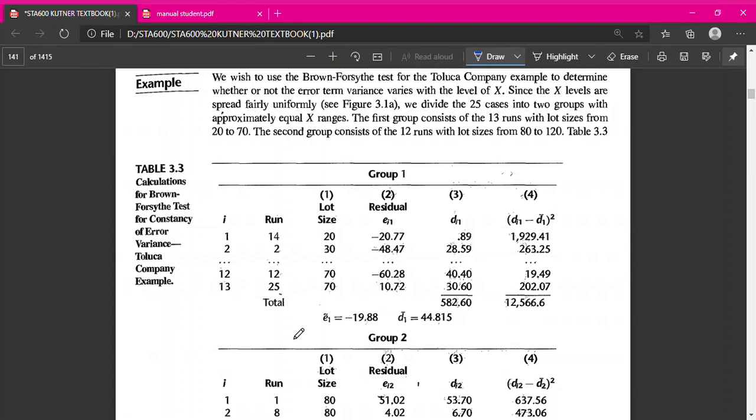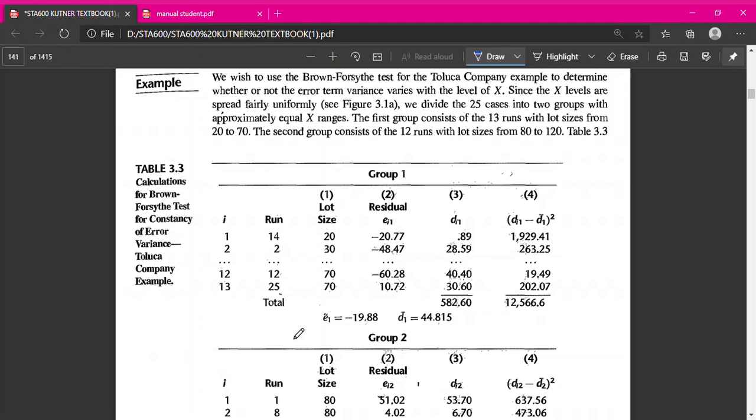Okay, let's see the example. We wish to use the Brown-Forsythe test for the Toluca Company example from the previous chapter to determine whether or not the error term variance varies with the level of X. Since the X levels are spread fairly uniformly, we divide the 25 cases into two groups with approximately equal X ranges. The first group consists of 13 runs with lot size from 20 to 70, and the second group consists of 12 runs with lot size of 80 to 120.